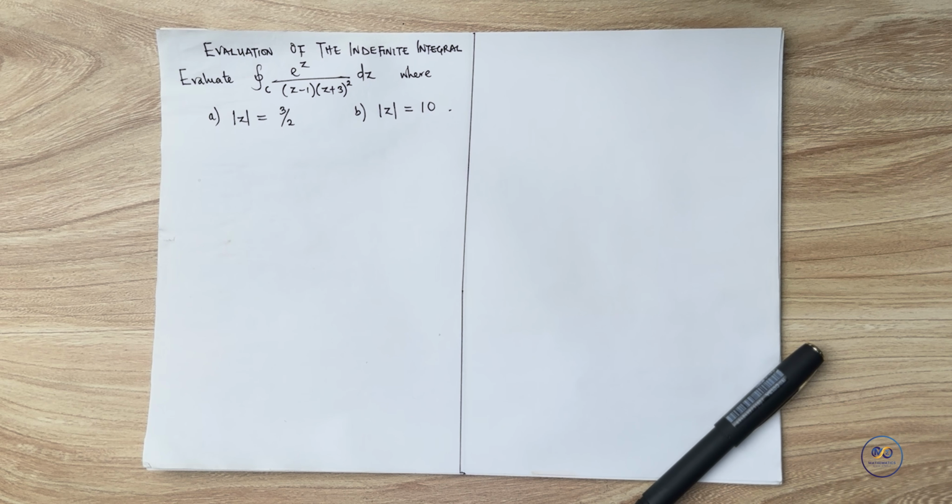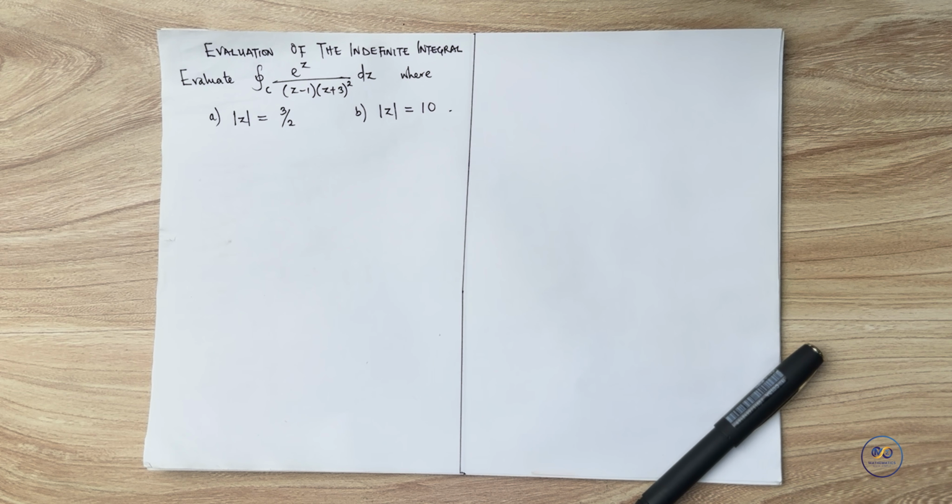We are going to start with the indefinite integral, which is the integral on the curve itself, and we will see what it means when we restrict those poles within some certain contour or within some certain radius or region. We are told to evaluate the integral of e^z divided by (z minus 1)(z plus 3) all squared dz, where the absolute value of z is equal to 3/2. That's the first region, and the second region is the absolute value of z equal to 10. So we'll see what happens and which poles will qualify within this region.